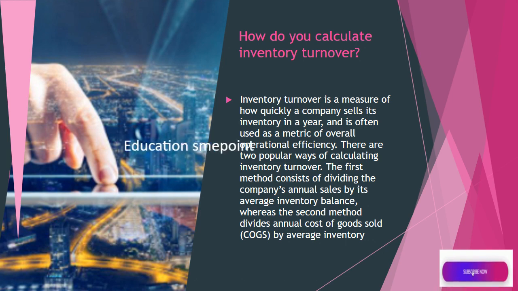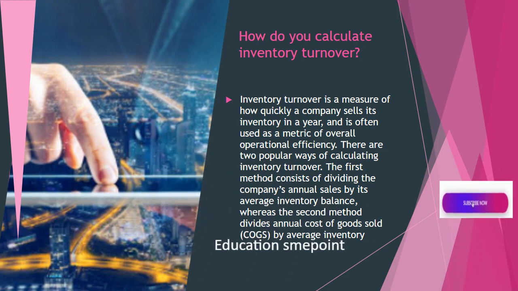How do you calculate inventory turnover? Inventory turnover is a measure of how quickly a company sells its inventory in a year, and is often used as a metric of overall operational efficiency. There are 2 popular ways of calculating inventory turnover. The first method consists of dividing the company's annual sales by its average inventory balance, whereas the second method divides annual cost of goods sold, COGS, by average inventory.